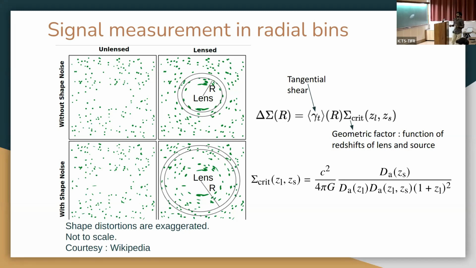Secondly, the geometric factor has this form, exactly actually. It has the distances to the source, to the lens, and between them. I just want to point out the feature of this function: when the lens and source are very close by, this function peaks very sharply. Otherwise, it falls off very quickly. So that is one feature, and it is useful when we average it.